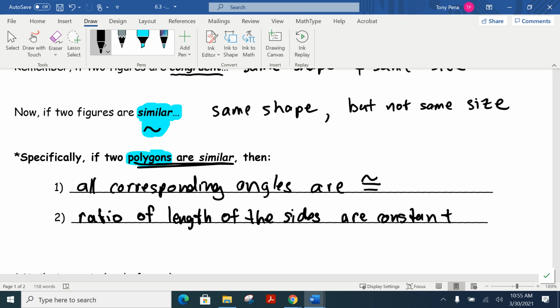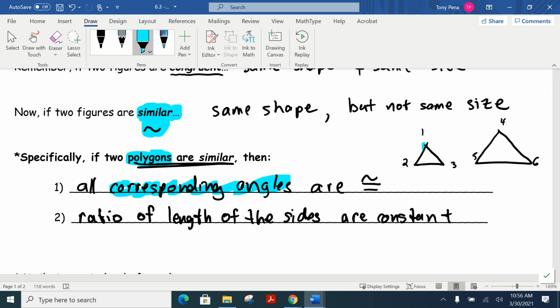So if I give you two triangles that are similar, let me draw in two triangles that are similar. Clearly not congruent because one is bigger than the other. Let's say that this is angle 1, 2, 3, and then this is angle 4, 5, and 6. Once we identify which angles are corresponding, let's say angle 1 and angle 4 are corresponding, they're going to have the same degree measure, exact same degrees. If angle 2 and angle 5 are corresponding, they have the exact same degree measure. That's what statement number 1 is saying.